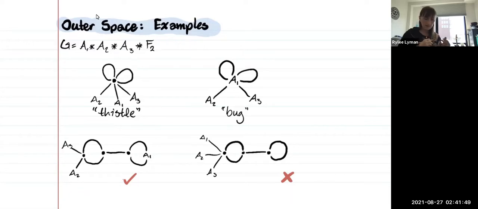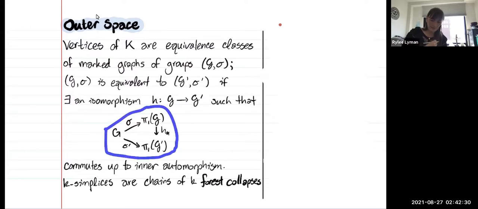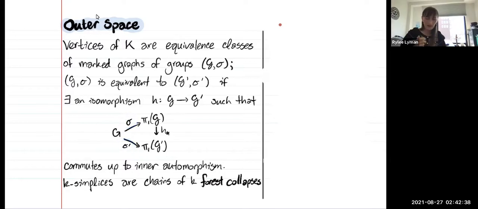Let me continue telling you about the conditions on the graph of groups. This last one, I guess I also want to apologize slightly for. Vertices of the spine should be equivalence classes of marked graphs of groups. So I have to tell you a little bit about the notion of equivalence that I'm allowed. It's a little technical, but it's not so bad. There should be an isomorphism of graphs of groups, whatever that is, I'll tell you in a second. And it should make this triangle of group homomorphisms commute up to inner automorphism. Remember, my marking isomorphisms were well defined up to inner automorphism, so this should only make the triangle commute up to inner automorphism.